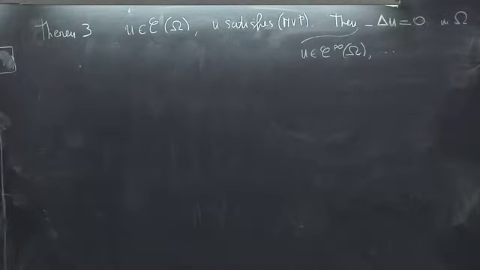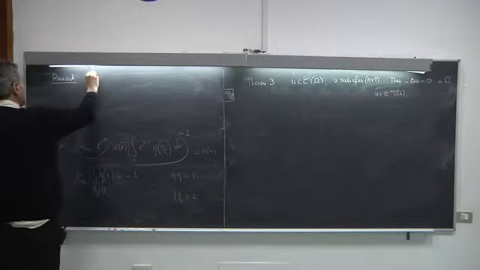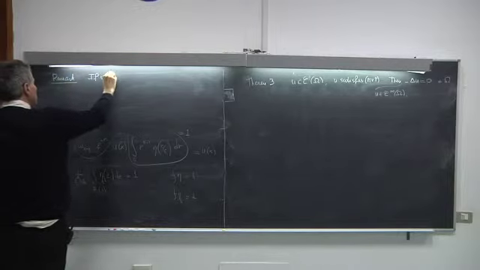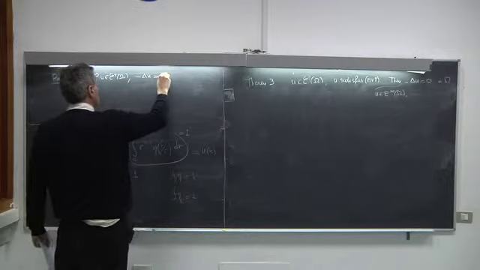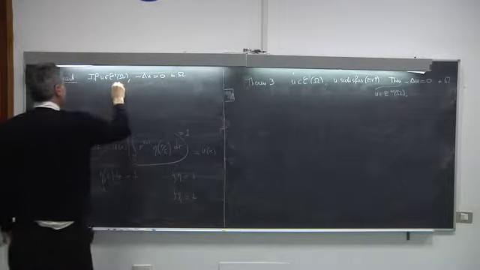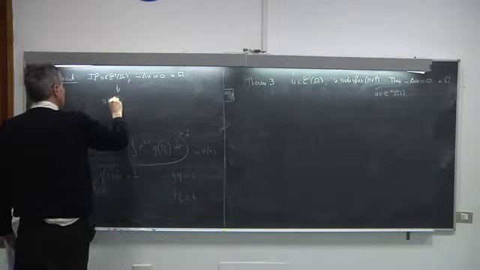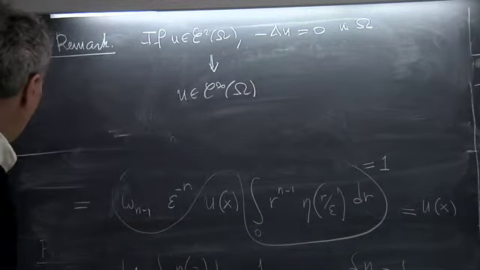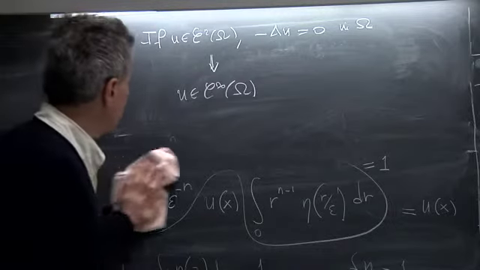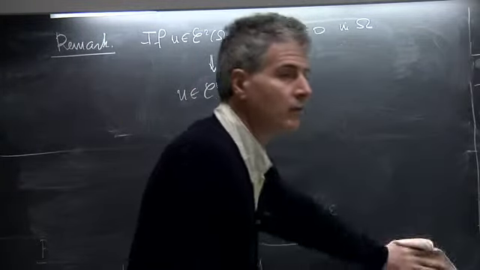Actually, there is also a remark that should be made. Let me write it here. It is an interesting remark. We have already proven this remark, actually. If u is C2 and u is harmonic, then u is C infinity. This is actually very interesting. So this is the first example of a regularity theorem.